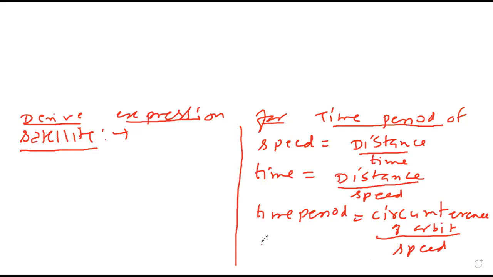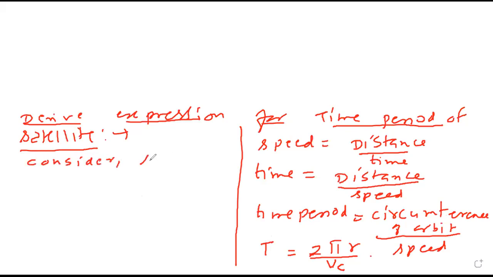What is time period denoted by? Capital T. And circumference is 2 pi r. Speed is nothing but the magnitude of critical velocity, Vc. So if I know Vc, I get my formula. So I'm starting from the beginning now.